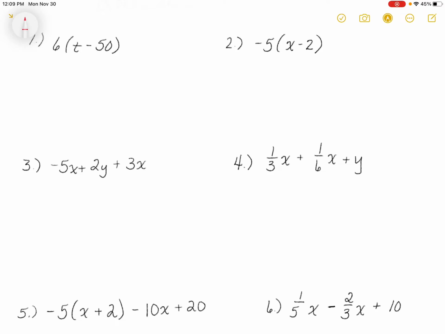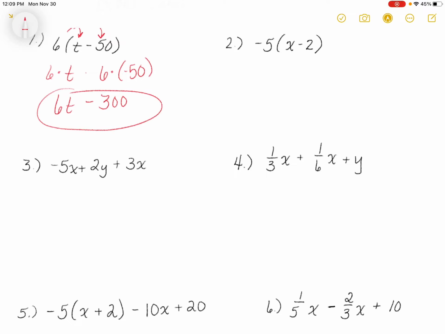In number 1, I can use the distributive property to say 6 times t and 6 times negative 50. Six times t is 6t. 6 times negative 50 is negative 300. So your simplified expression is 6t minus 300.